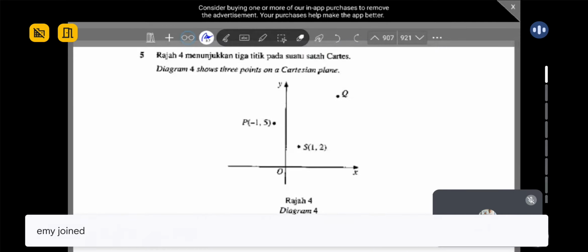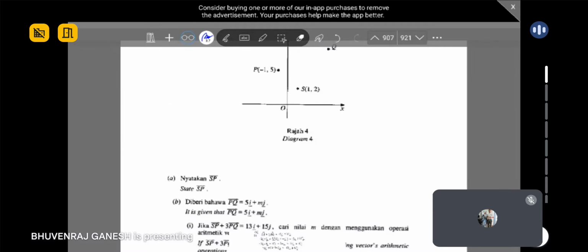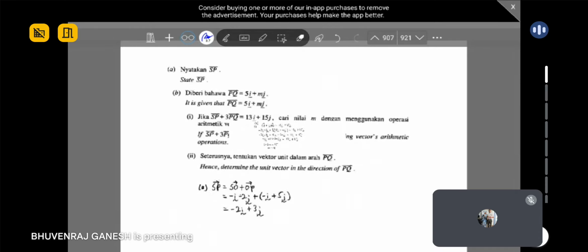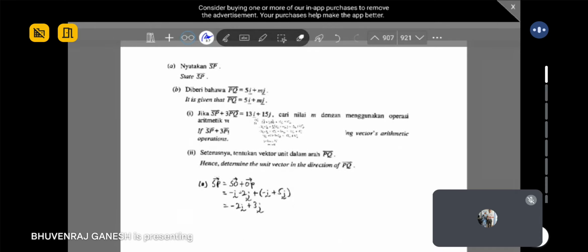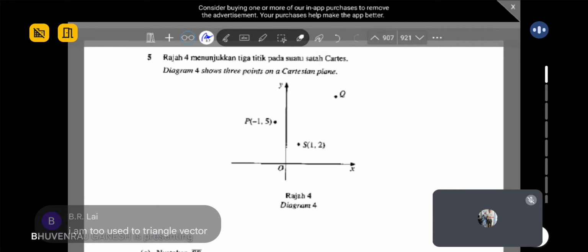So we come to question 5 lah. Question 5 is on vector. Form 4, chapter 8. Not hard. Tak susah. Don't worry. It's not that hard. Wait for a while. So this kind of question, you guys must score full mark lah, guys. Kena dapat markah penuh. I am too used to triangle vector.